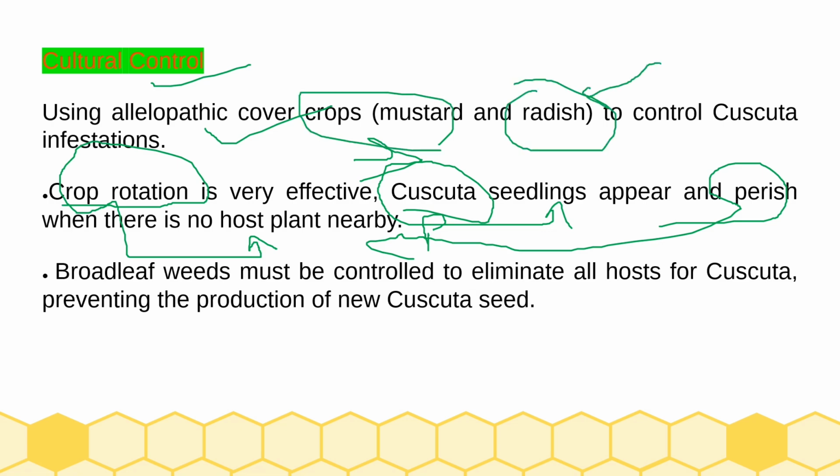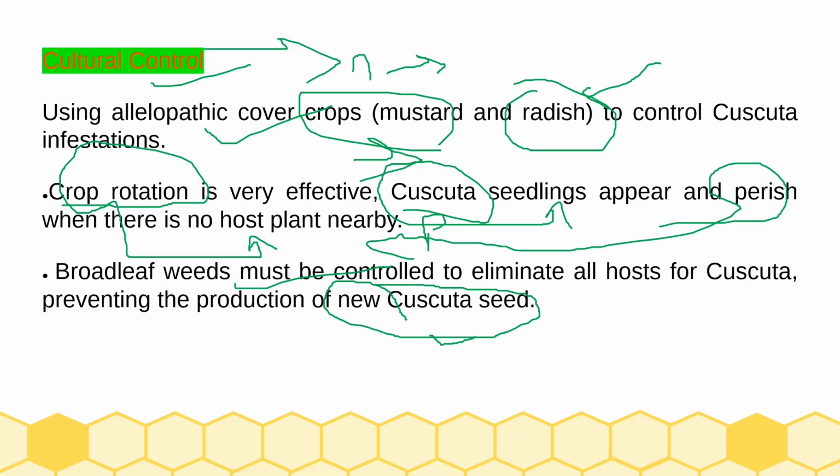Cultural control is very simple. Our target is to not make Cuscuta seeds germinate and to reduce the Cuscuta seed bank. If Cuscuta seeds don't germinate, automatically the seeds will die or perish in the coming time, and the Cuscuta attack will be reduced. That is our main intention in cultural control.